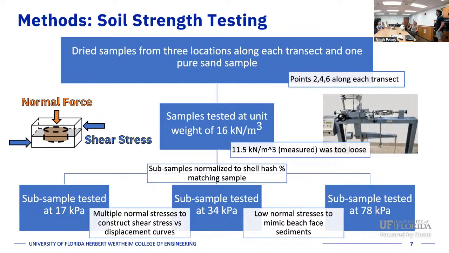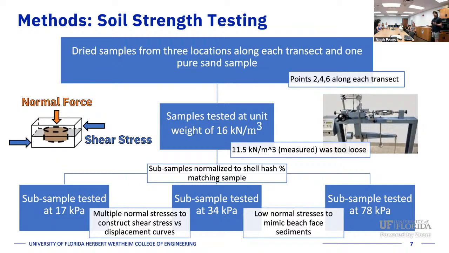Essentially what we did is we took each sample, we weighed them out, ensured that each one had the correct amount of larger shell hash relative to the whole sample, so that we would get a generalized idea that they were representative. And then for the testing, we started on a lower end to use low normalized stress to mimic the beach face sediments, so that, again, we're applying this to something real.